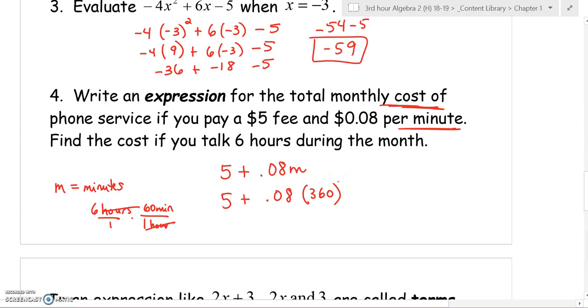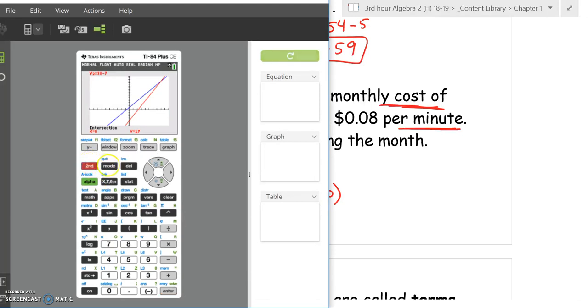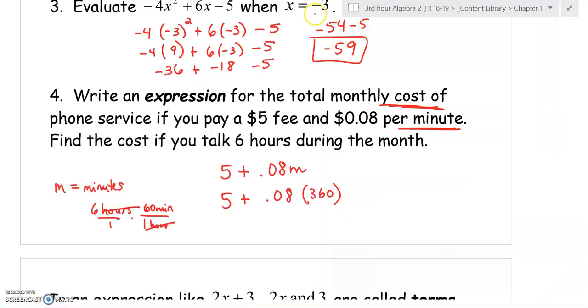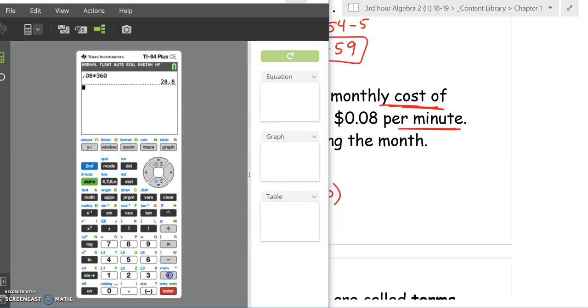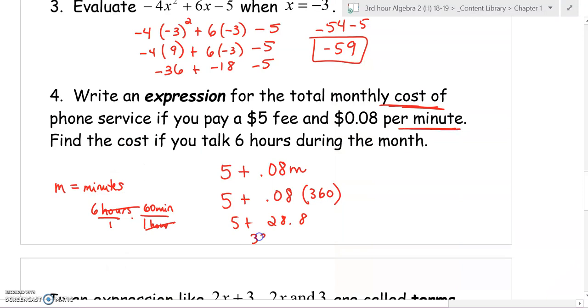So I'm going to go to my calculator, and I'm going to do 0.08 times 360 for 360 minutes, and that gives me 28.8. And 5 plus 28.8 is 33.8. So $33.80 would be the cost for talking 6 hours.